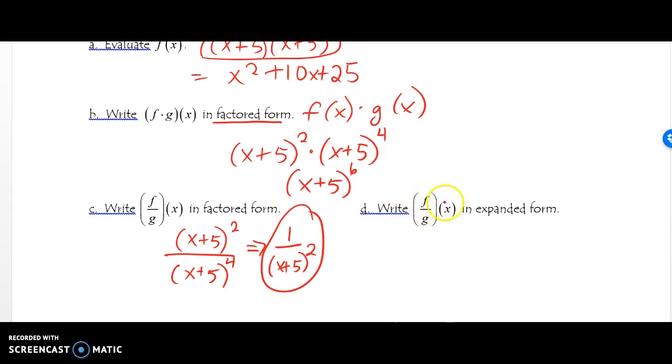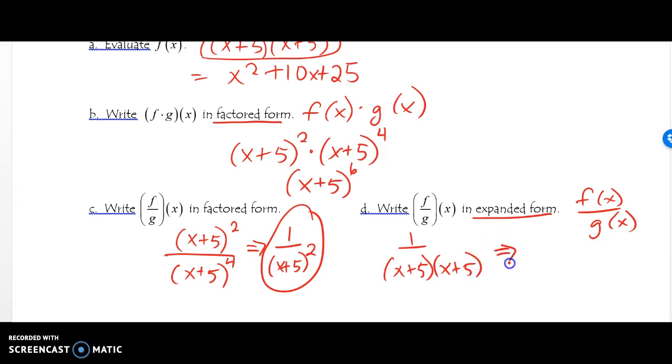Alright, so the reciprocal, oh no, this isn't the reciprocal, I'm sorry, it's the same. It's f of x divided by g of x, which is what we still have in C, but now it's in expanded form, which means we want to actually take that denominator and multiply it out. So it would mean this. We want to actually do this multiplication, which would result in x squared plus 10x plus 25.